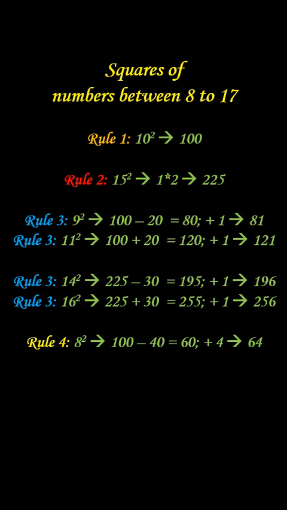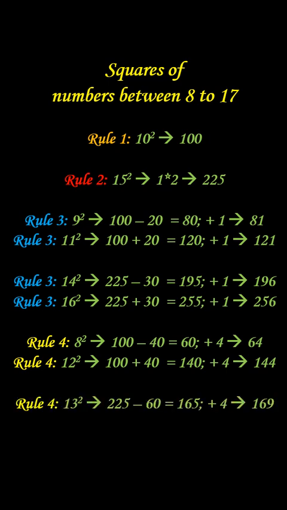Rule number 4, 8 squared. Now we get 10 squared minus 10 times 4. So we get 100 minus 40 is equal to 60 plus 4, 64. And 100 plus 40 plus 4 is 144. Rule number 4 again, 13 squared. 15 squared is 225 minus 15 times 4 is 60. So 165 plus 4, 169. And 17 squared will be 225 plus 60 is equal to 285 plus 4 is 289.